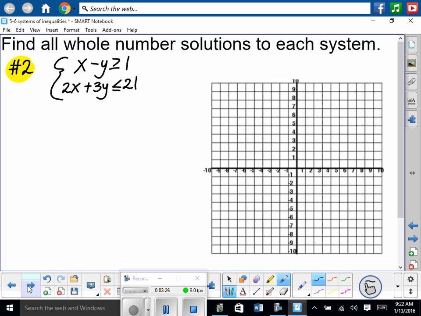So the first thing we do, treat it like an equal sign for right now. Just simply, well, you have to pay attention to a couple things, because remember, if we divide by a negative, we have to flip the inequality, right? So a couple things to remember.